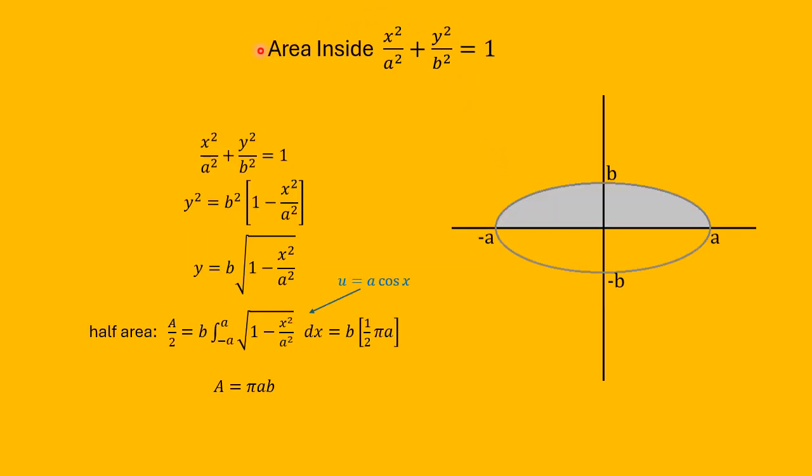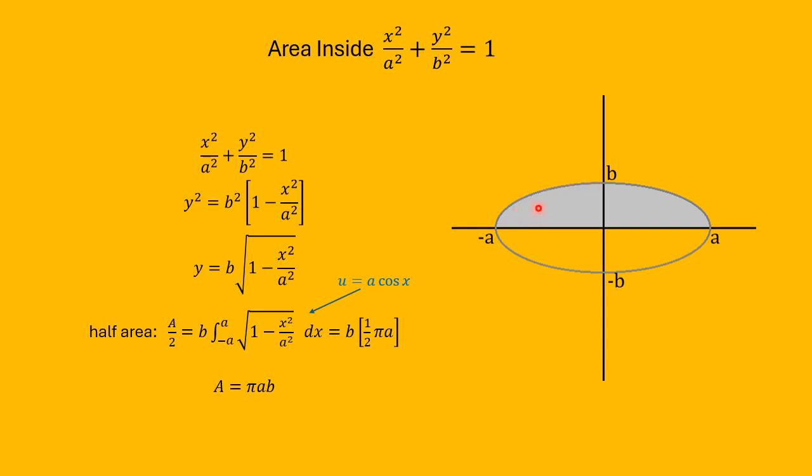So our problem is to find the area inside the ellipse x squared over a squared plus y squared over b squared equals 1. If we start with that equation, we can solve it easily for y squared, and we get y squared is b squared times the quantity 1 minus x squared over a squared. So y is plus or minus b times the square root of 1 minus x squared over a squared. If we use the plus sign here, we get this upper curve as y equals b times that square root. We're assuming that a and b are positive here.